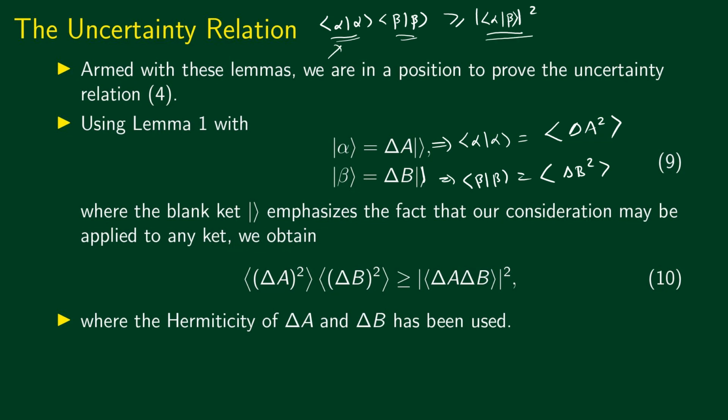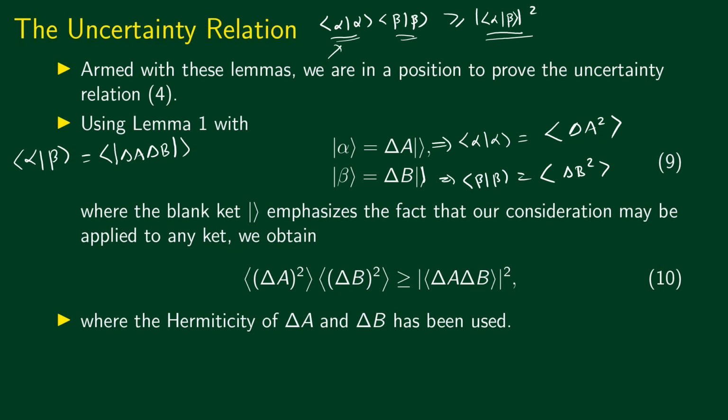Okay, we need to find bracket alpha beta. So let's first find bracket alpha beta. That's equal to, I take the corresponding bra here. I've got the bra delta A acting on the blank ket, that's bra alpha. Now ket beta is delta B acting on the same blank ket.